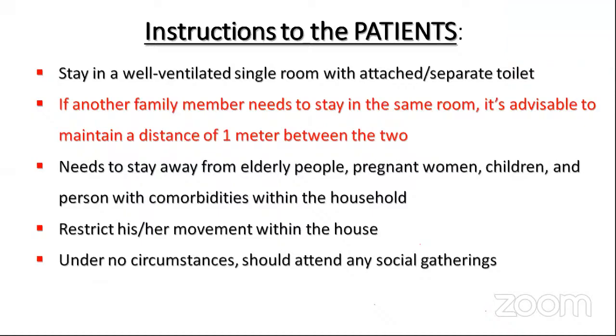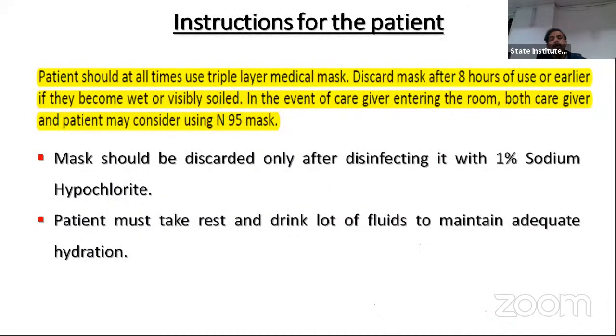So all these things we have to tell the patient before the patient goes to home isolation. Otherwise, there would be violation of the home isolation. Patient may come out of the house, may attend social gatherings. So we must tell the patient clearly what are the things he or she needs to do or not to do. That's very important. So what mask should the patient wear? All the time the patient should wear a mask. That's the first point. He should wear a triple layer mask, a medical mask, I mean.